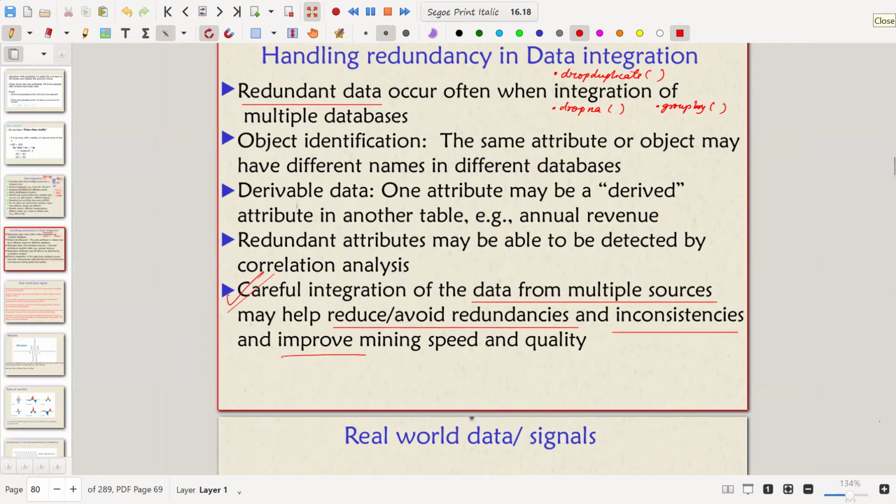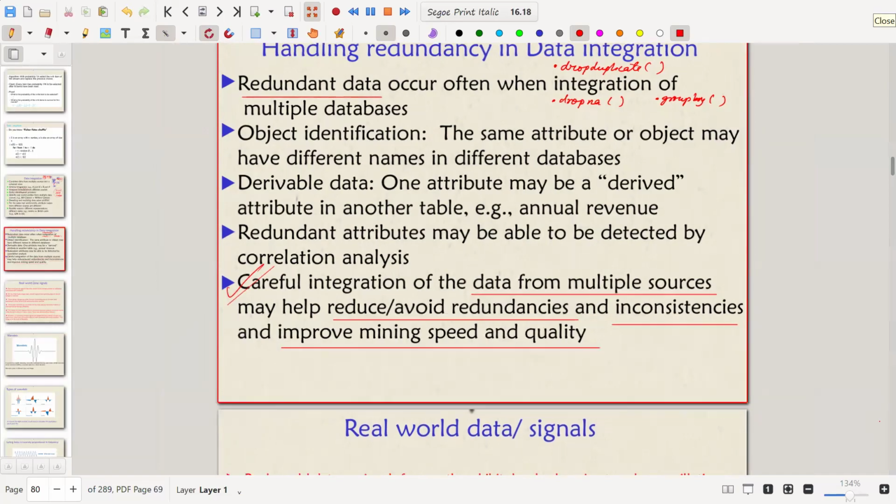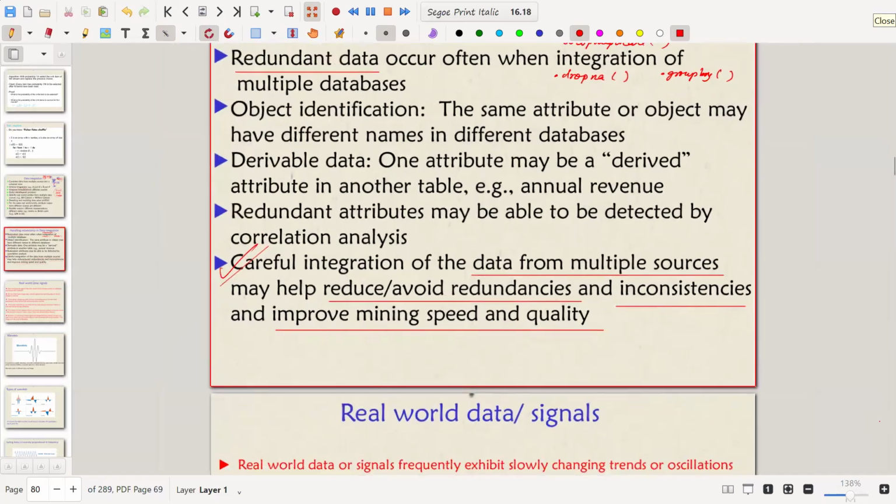So which can improve your data mining speed and data mining quality. Okay, fine. So this is all about data integration.